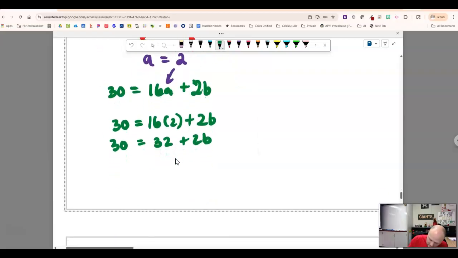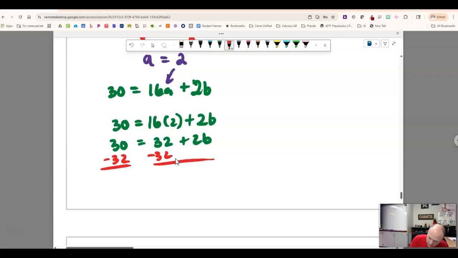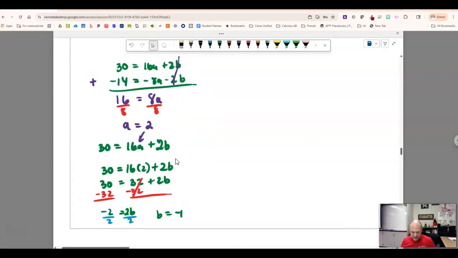Okay, and then I'm going to subtract 32 on each side. Subtract 32. This cancels, and I get negative 2 equals 2b. There we go. And we'll go ahead and divide by 2, and we get b is equal to negative 1. Whew! Okay, so I've solved for a and I've solved for b.